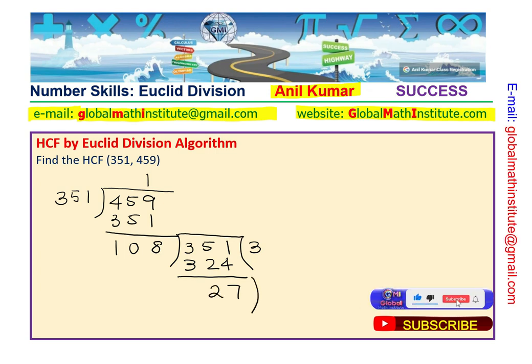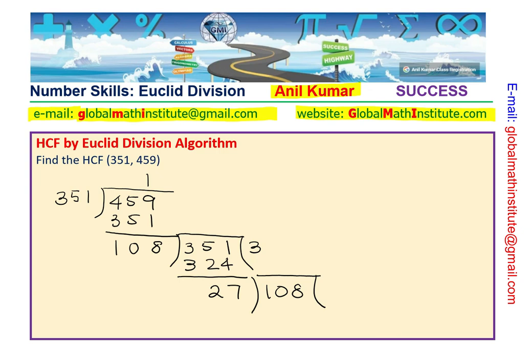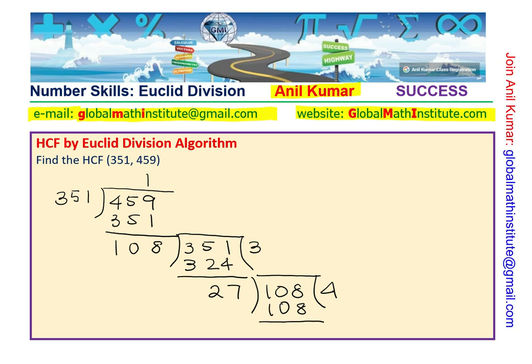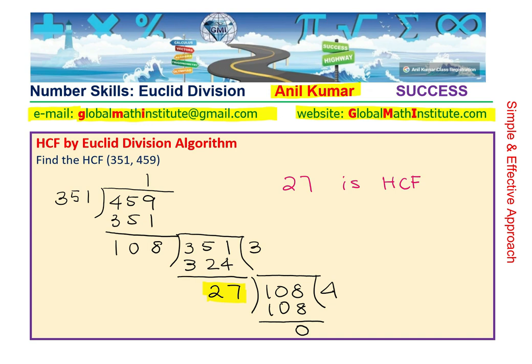And with 27, we are now going to divide 108. We can divide this clearly by 4. 4 times 7 is 28, and 4 times 2 is 8, and then finally we get a remainder of 0. As we see, 27 divides into this number completely, correct? So we say that 27 is the HCF of these two numbers, 351 and 459.